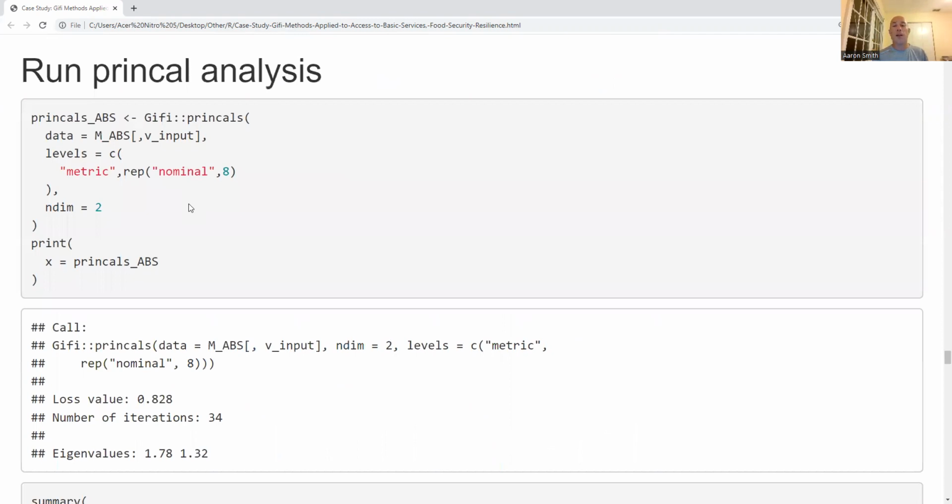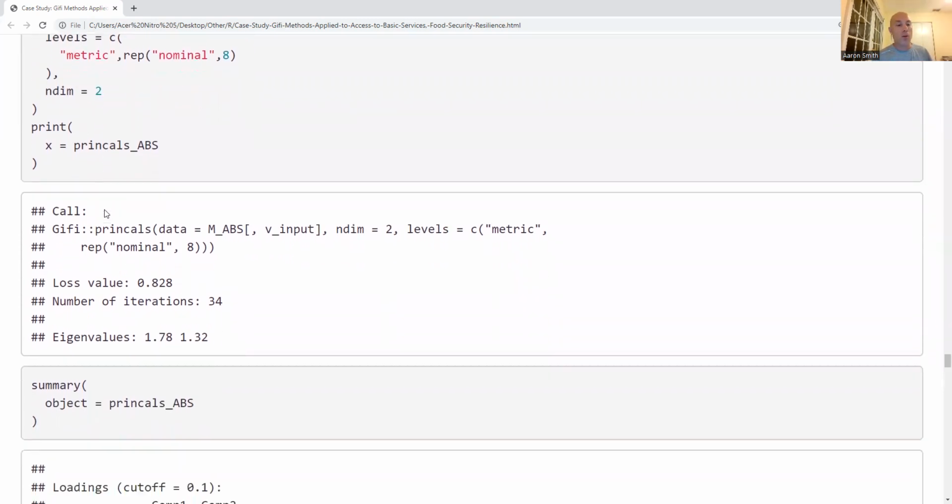All right, so now let's go ahead and run categorical principal component analysis, PRINCALS. Okay, so once again, I'm going to be running principal component analysis, but with an algorithm that accepts categorical data. All right, now I have to specify where are my levels, metric for my continuous variable, and then I'm going to put nominal for the nominal values, the binary ones, and I'm going to limit to just 2 dimensions. All right, so let's just go through and do this.